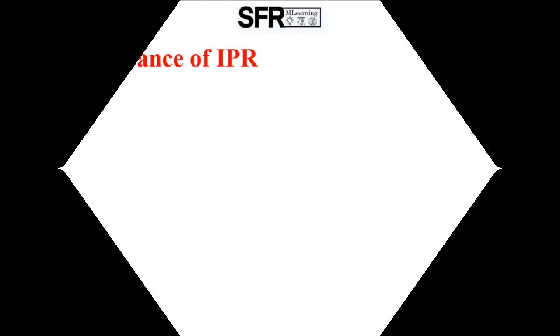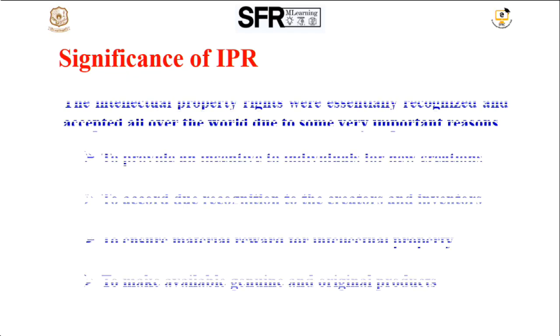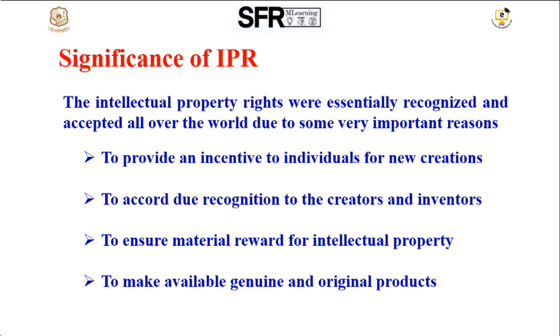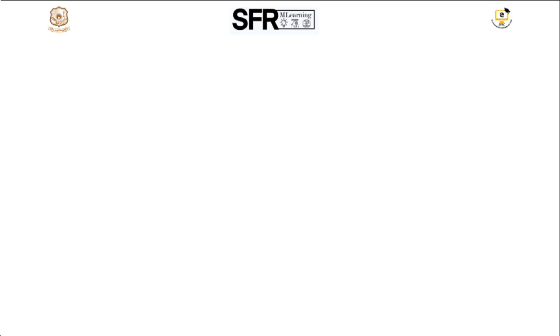Next, some of the main significance of intellectual property right, which is recognized and accepted all over the world for some very important reasons. First point is to provide an incentive for every individual new creator and to accord recognition to the creators and the inventors. Make sure that all the material rewards go to the intellectual property, and also it is easy to make available genuine and original products.